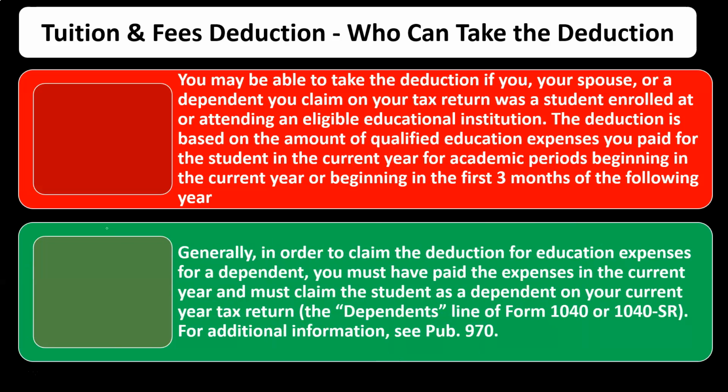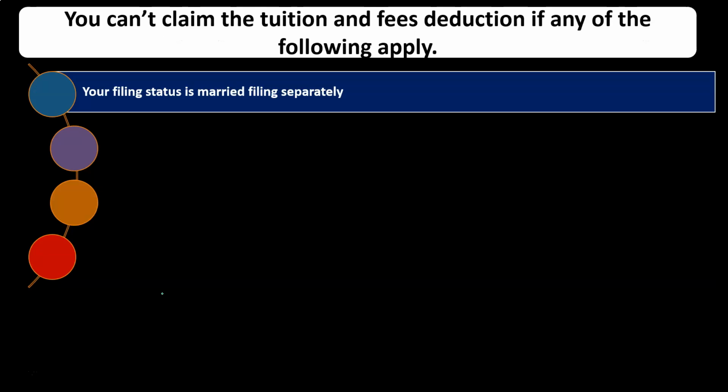Generally, in order to claim the deduction for education expenses for a dependent, you must have paid the expenses in the current year and must claim the student as a dependent on your current year tax return. See the dependent line on Form 1040-SR for additional information. You can take a look at Publication 970.